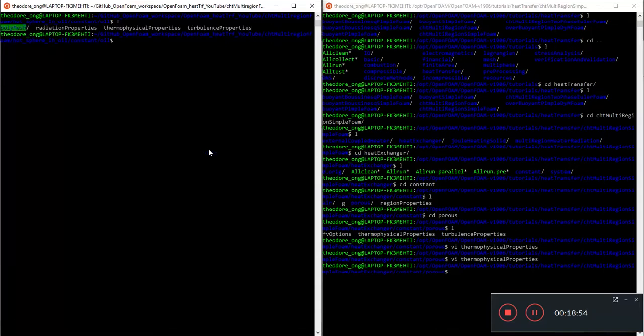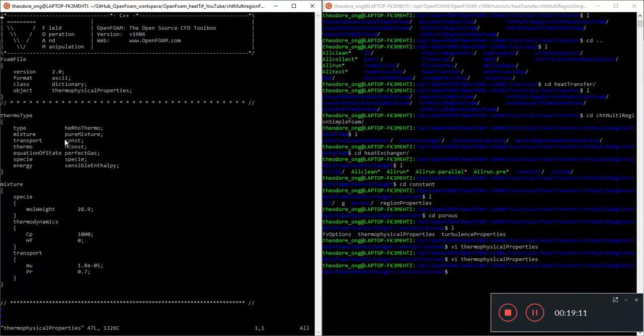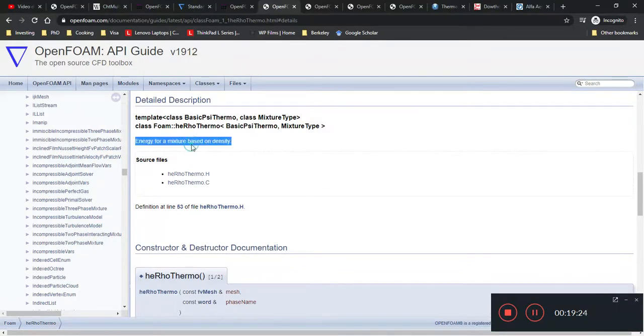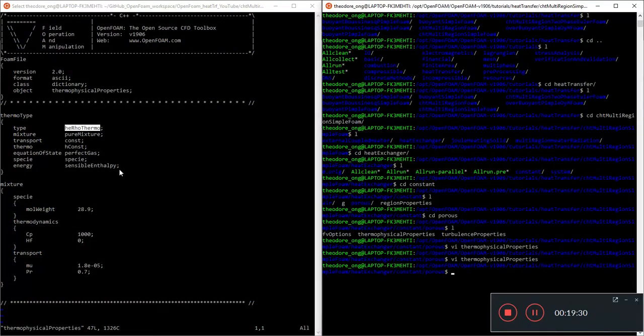So what we want to do is take a look at the thermophysical properties. I'll try and go through all the things one at a time. Okay, vi thermophysicalProperties. So normally the model used is heRhoThermo, which I'm highlighting here, and this is for energy for mixture based on density. So there are a few entries we need to have. The mixture we just leave as pure mixture.